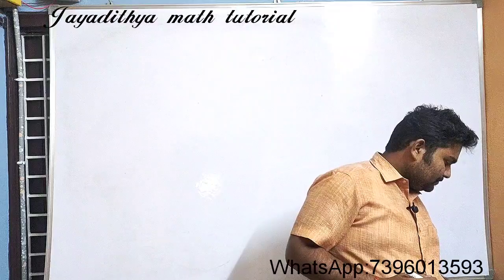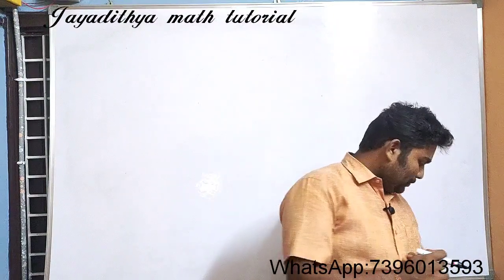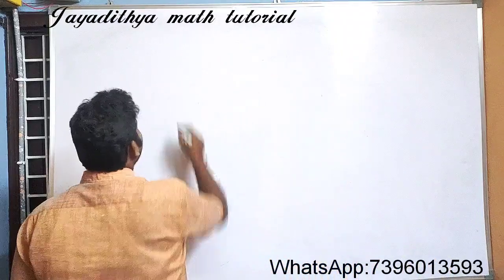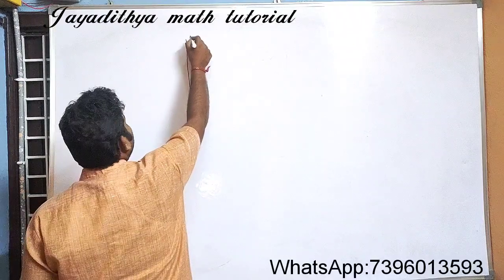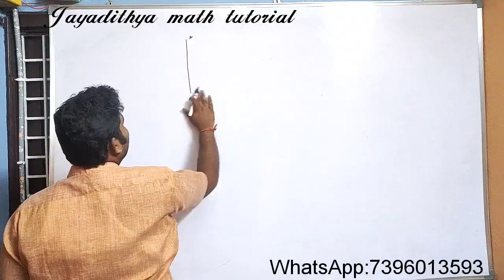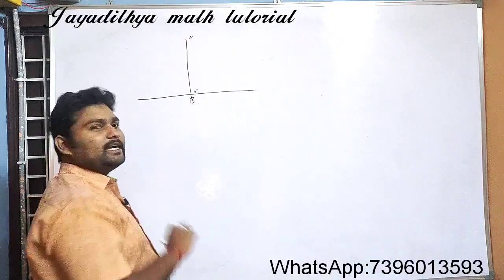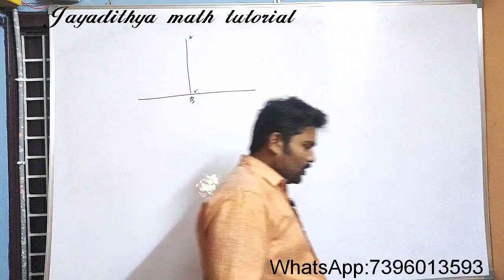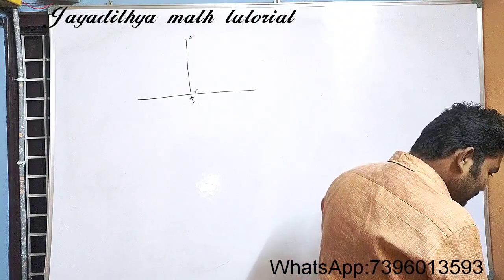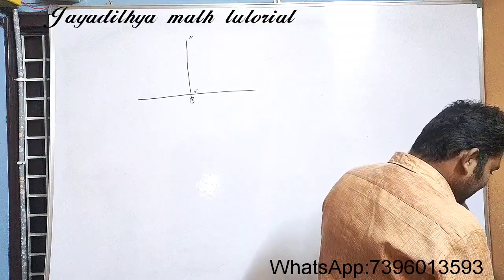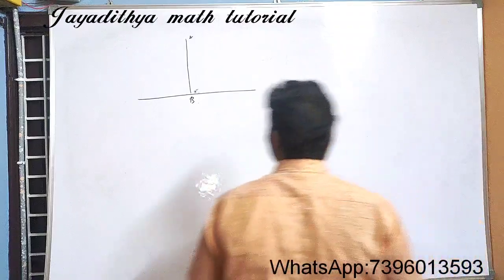Example 6: 2 men on either side of a temple. Let us think this is the temple and there are 2 people on either side of the temple. Either side means on both the sides. They observe its top at angles of elevation 30 degrees and 60 degrees respectively. Find the distance between the 2 men.